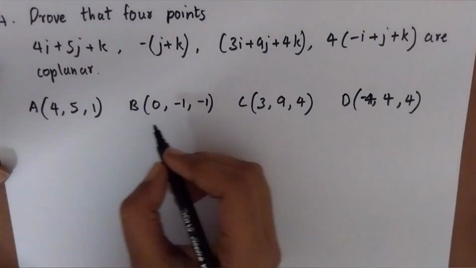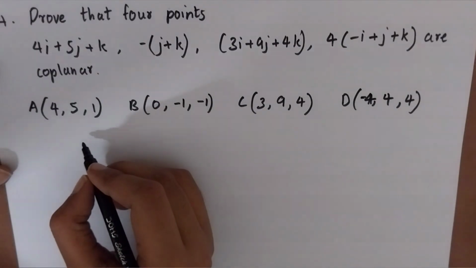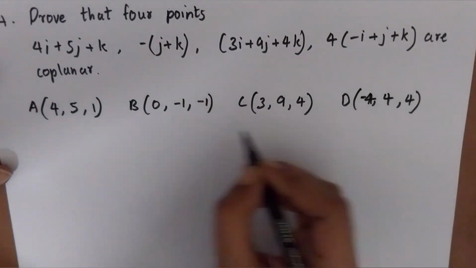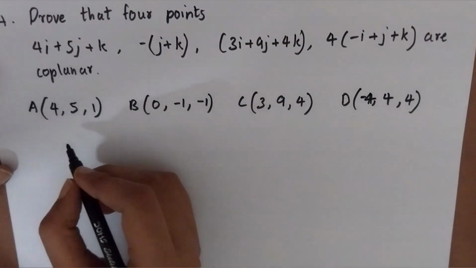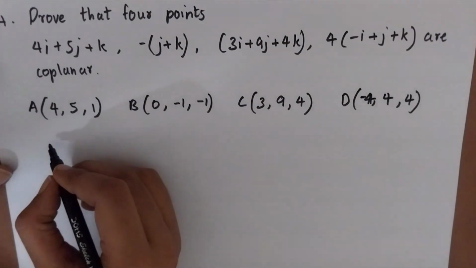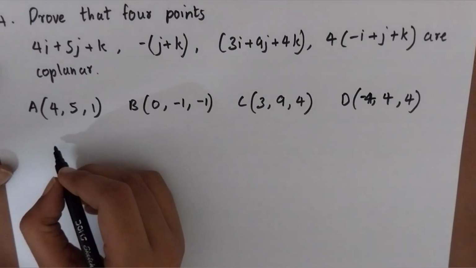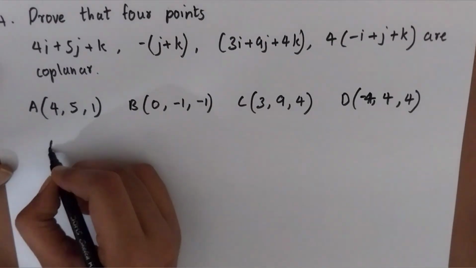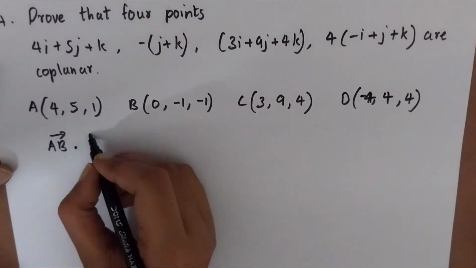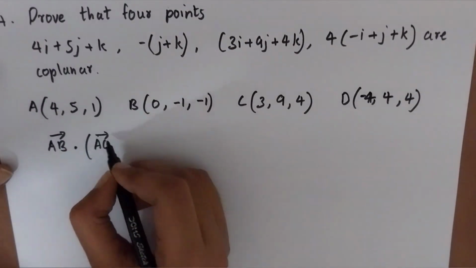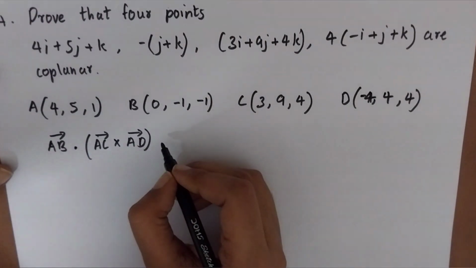Okay, now we should prove whether these 4 points are coplanar. First we have to choose a reference point. Let's choose point A as the reference point. So when we write the equation, the condition for coplanarity is vector AB dot AC cross AD is equal to 0.